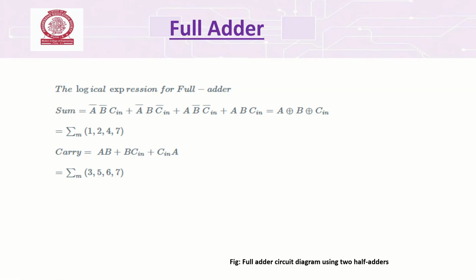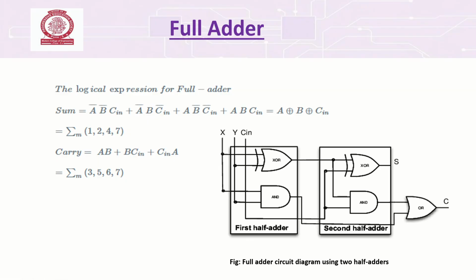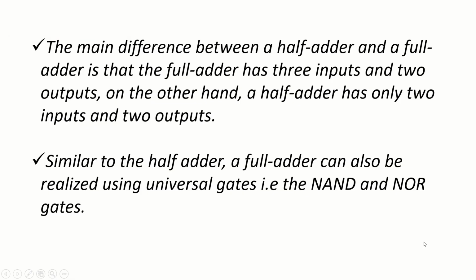So these are our equations for the sum and carry of a full adder. And this is our combinational circuit, where we are adding two half adders. This question is also important: implement a full adder using two half adders.